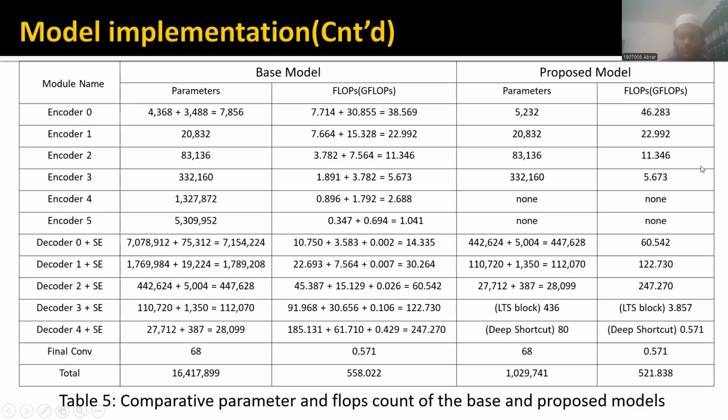In this table we have shown the parameter and FLOPs count for each block, from encoder 0 to 5, the decoder blocks, and the final conclusion. On the left side we have given the base model, and on the right side we have the proposed model. We can see in the encoder 4 block the parameter number is 0, which means we have eliminated the encoder 4 and 5 blocks. In the proposed architecture we have also eliminated the decoder 3 and decoder 4 blocks. Instead, we have introduced the LTS block that we showed earlier and the deep shortcut strategy. These are the parameter count and the floating point operation count.